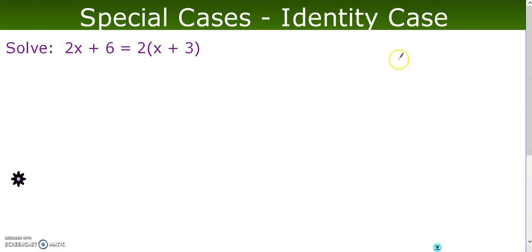In this video, we're going to take a look at some special cases when we're solving equations. Sometimes the variables disappear altogether, or sometimes we get some nonsense sentences or comparisons. So let's take a look at our first case. We have 2x plus 6 equals 2, parentheses, x plus 3.